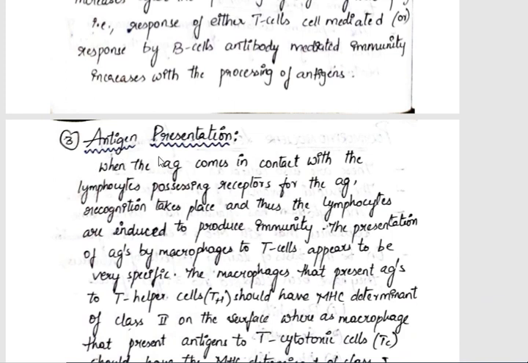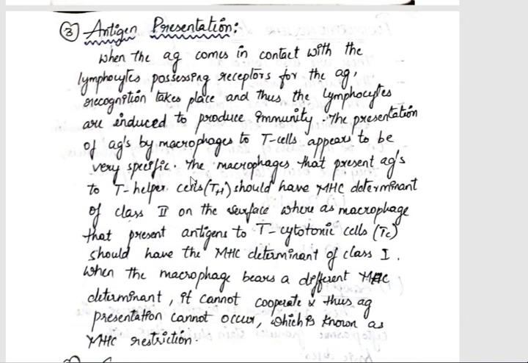And coming to the third function, that is antigen presentation. After the processing, it has to present it. To whom is it going to present? The macrophage is going to present the antigen to T cells and B cells. So it presents to the T cells, which include the T helper cells and T cytotoxic cells. Why does it present the antigens to these two cells? Because they possess determinants called MHC class 2 determinants on the surface, where a macrophage can recognize them and present the antigen.